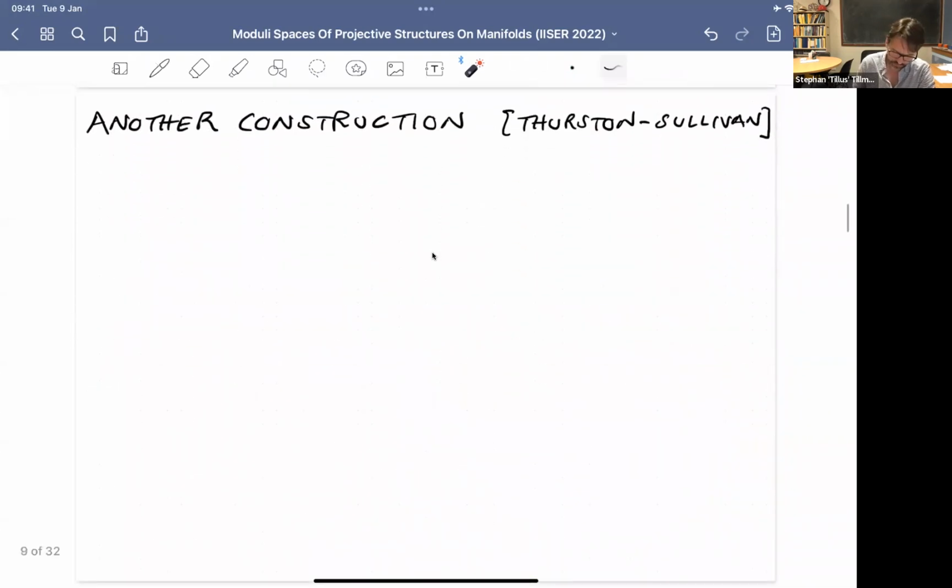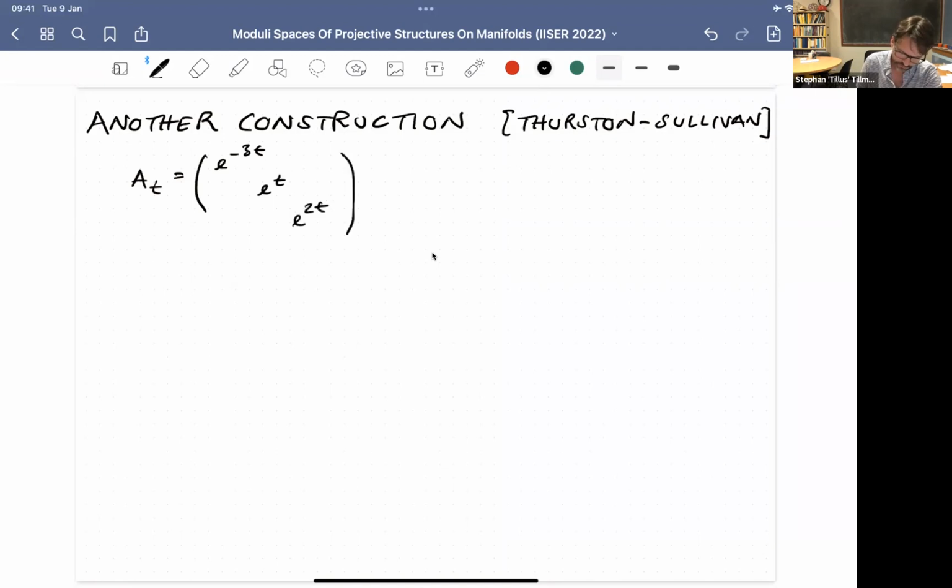Okay, here's another construction. There are some lovely examples by Thurston and Sullivan that I briefly want to touch upon, to think about what happens in terms of actions. They look at this family where you take matrices with e to the minus 3t, e to the t, e to the 2t. What this gives you is a flow on RP2, where you have one source, one sink, and one saddle.